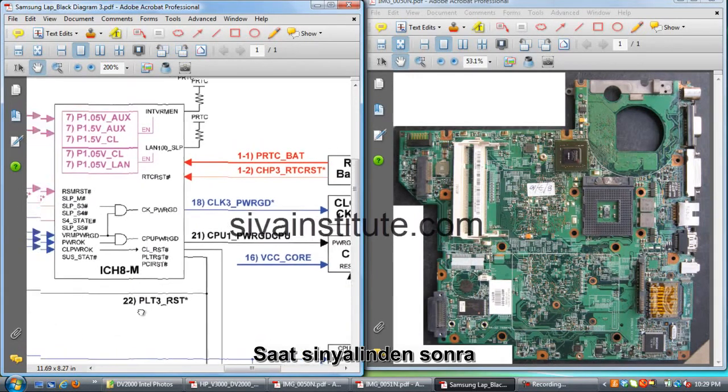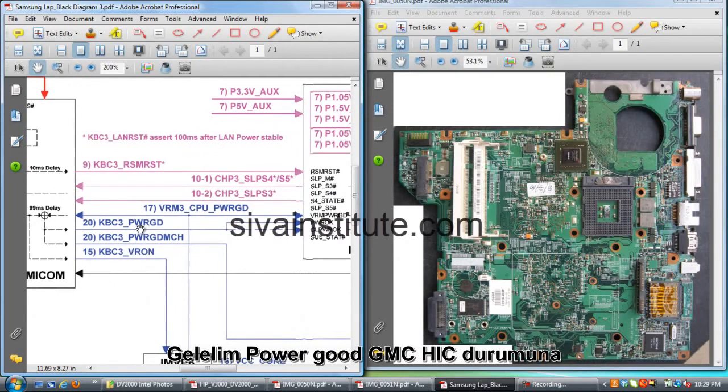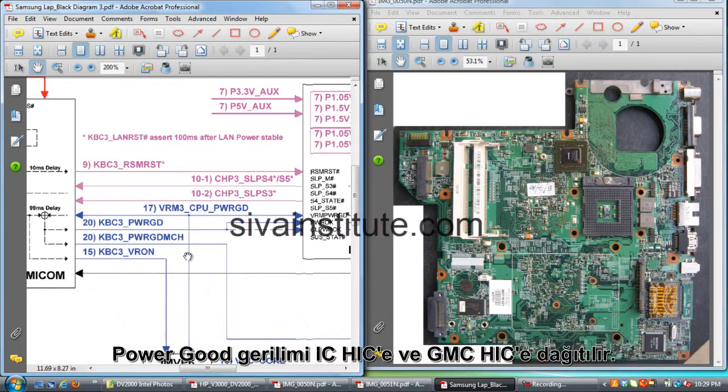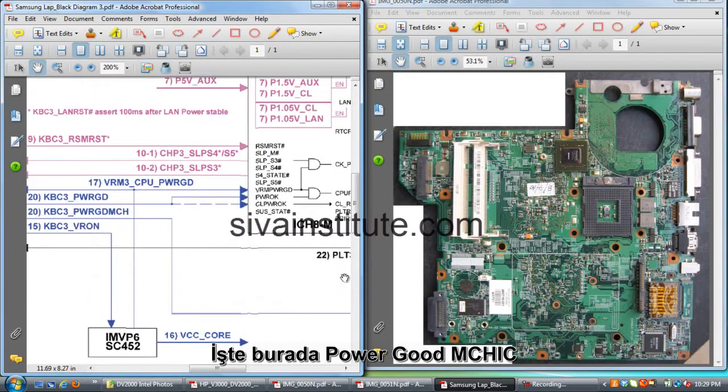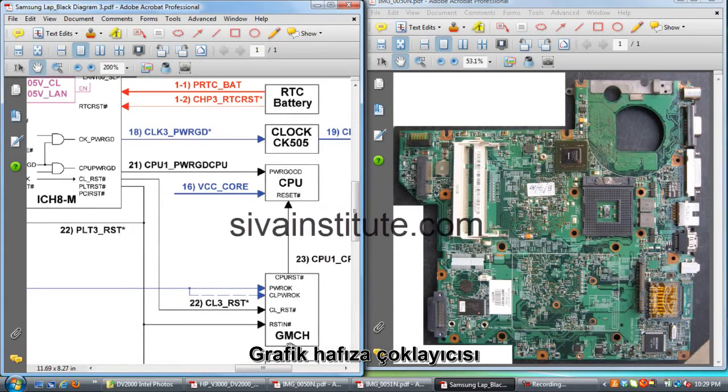This is 19. After the clock signal, see here, power good GMCH voltage. When this clock signal goes to the microcontroller, this releases power good voltage. That voltage goes to ICH and GMCH. See here, power good MCH or GMCH, graphic memory controller hub. Power voltage will release here.